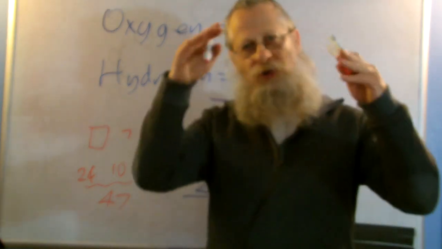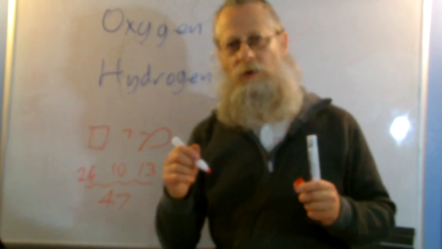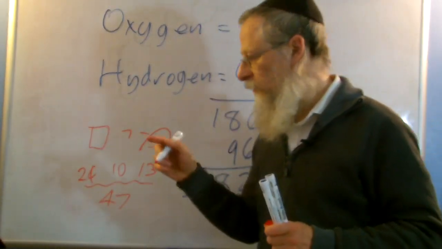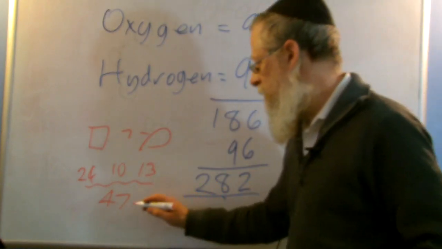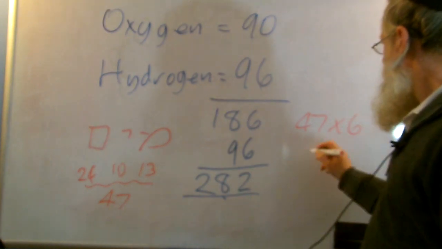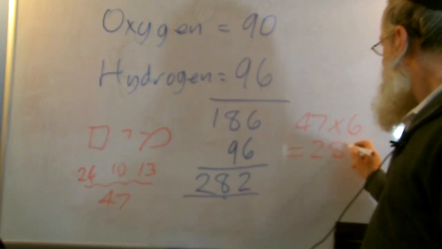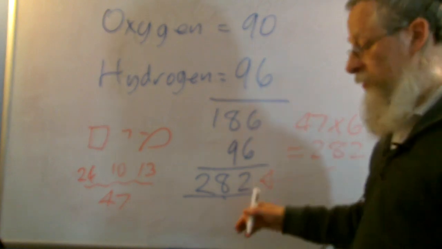And remember, when I showed you in the hexagon, there were 6 molecules of water around, each with a hydrogen atom connected to the next oxygen atom. And so if I have 6 lots of 47, I will get 282, showing its relationship to the water molecule.